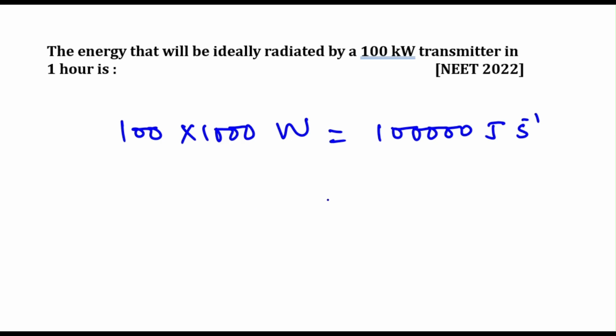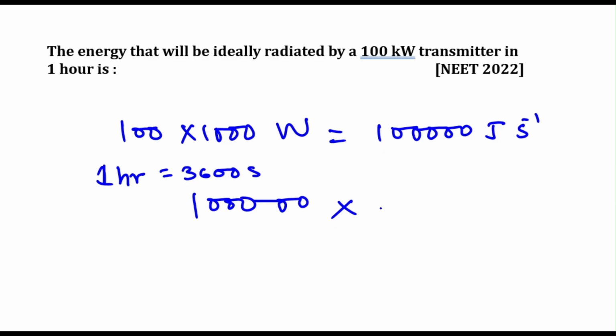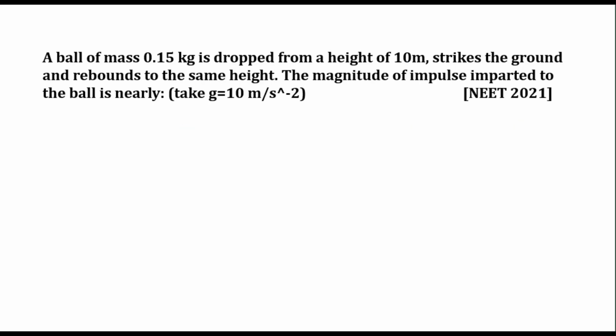Now, in 1 hour, if it is radiating this much joule every second, what is the energy radiated in 1 hour? 1 hour contains 3600 seconds. So in 1 second, this much joule; in 3600 seconds, this much joule multiplied with this value. And now it is in joule only. So the energy radiated in 1 hour will be this much. Okay, now moving to the next question.